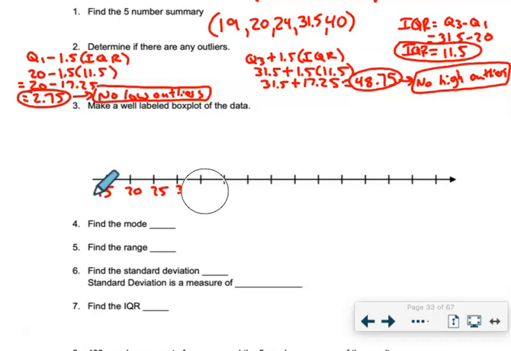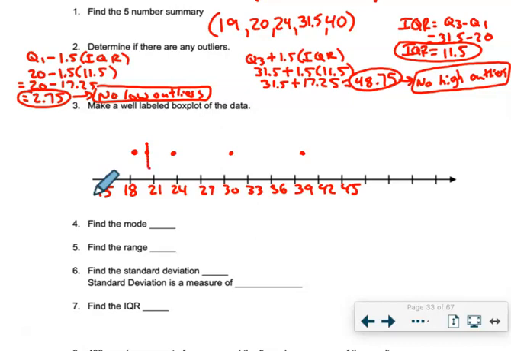Maybe I'll even go a little bit better than that. Maybe I'll go up by 3s. Just something that's going to be a good enough range so that you can see everything. Okay, so we need a dot, sorry, not an outlier, above 19, one above 20, one above 24, one above 31.5, and one above 40.